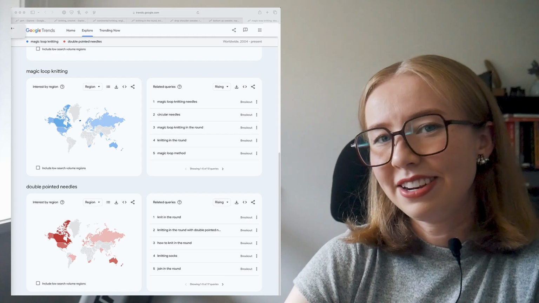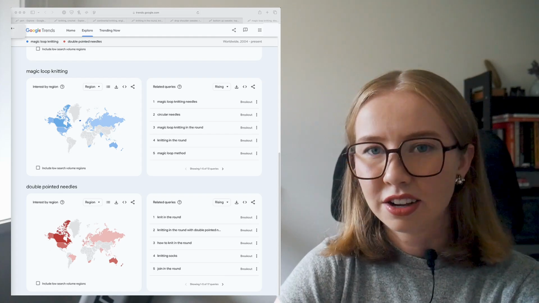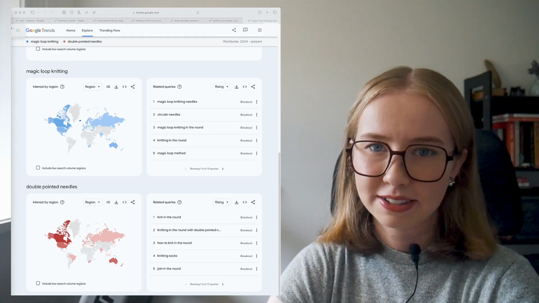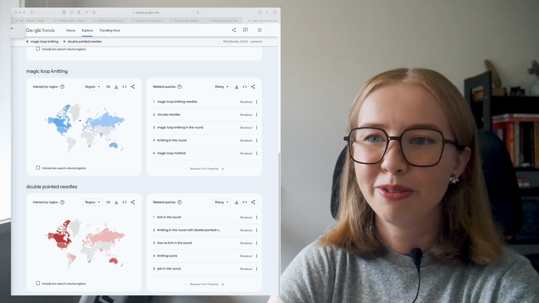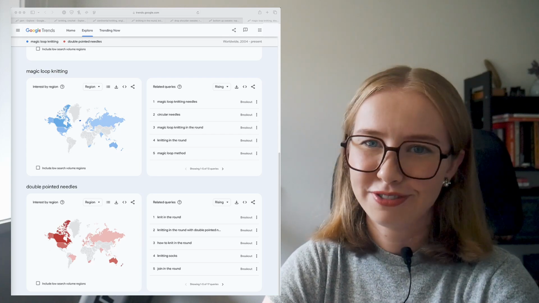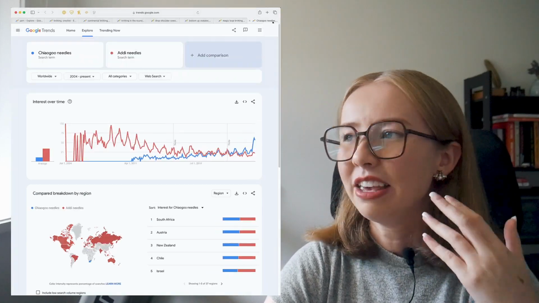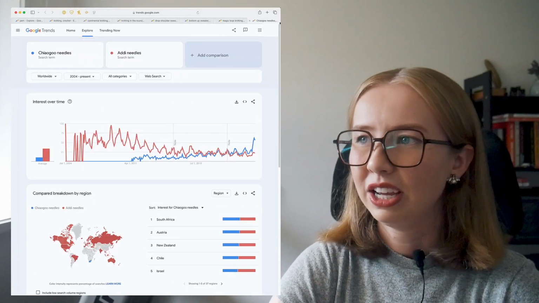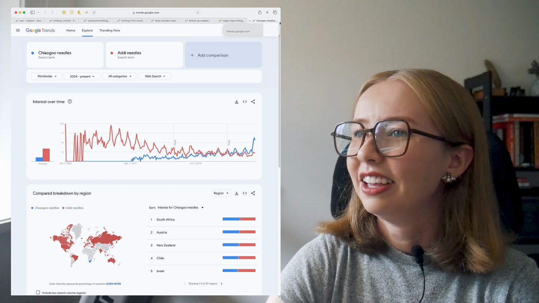Now let's talk about needles and notions. I see a lot of discussion about which are the best needles to knit with, and we all have our own preferences, but there's obviously a few front runners. To me, the ones I hear about all the time are ChiaoGoo and Addi needles.